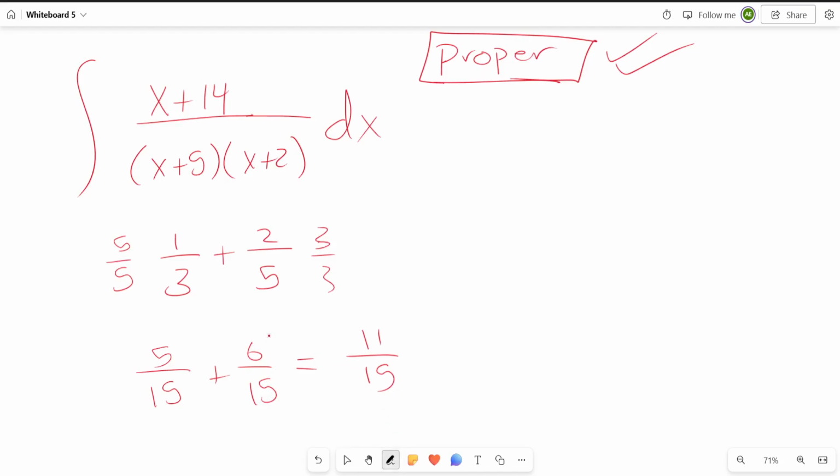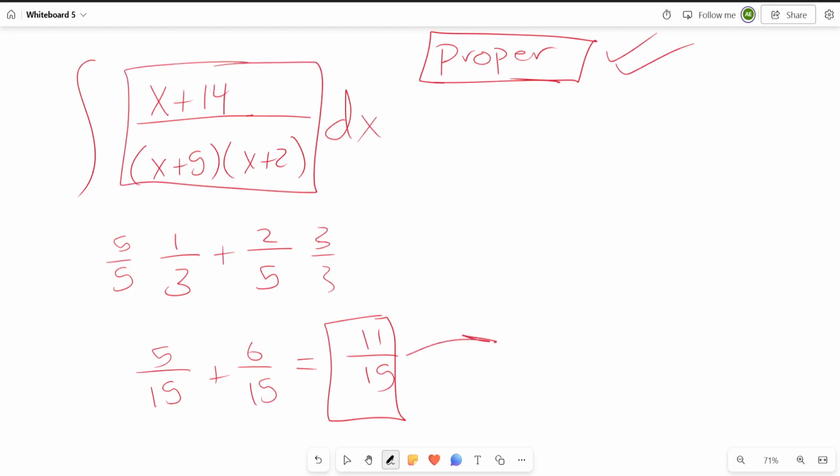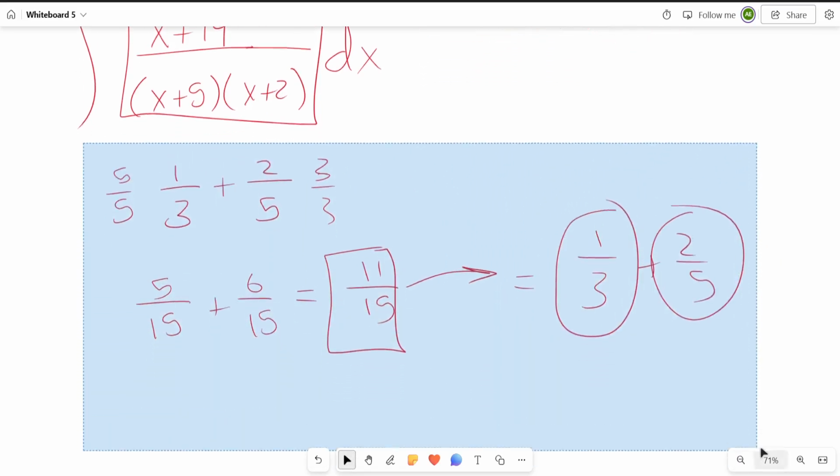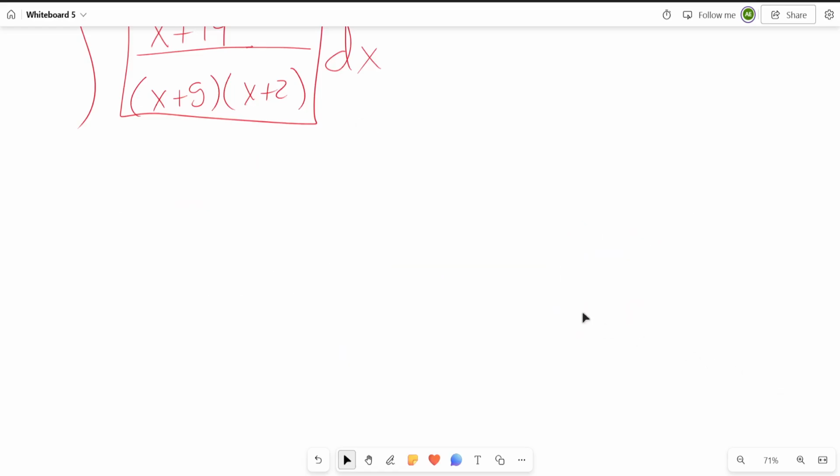Okay, so what we are doing in partial fraction decomposition is the other way around. We start with a fraction like this, 11 over 15, and we try to write it as 1 over 3 plus 2 over 5. So we need to find these two forms. Okay, this is basically what we are doing in partial fraction decomposition. So let's see how we can do that.